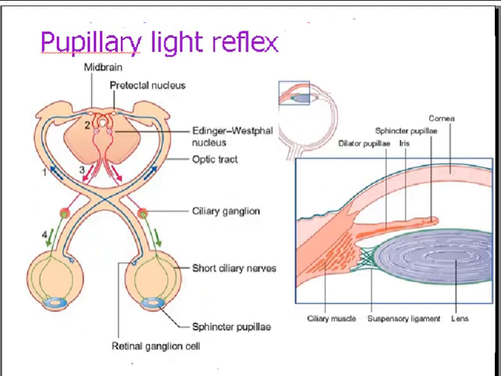Now let's look at reflexes, and this is important, and you need to know these reflexes. You must know what is the afferent limb and what is the efferent limb, and because you've done the midbrain and you've done the cranial nerves, it should get a little easier for you.